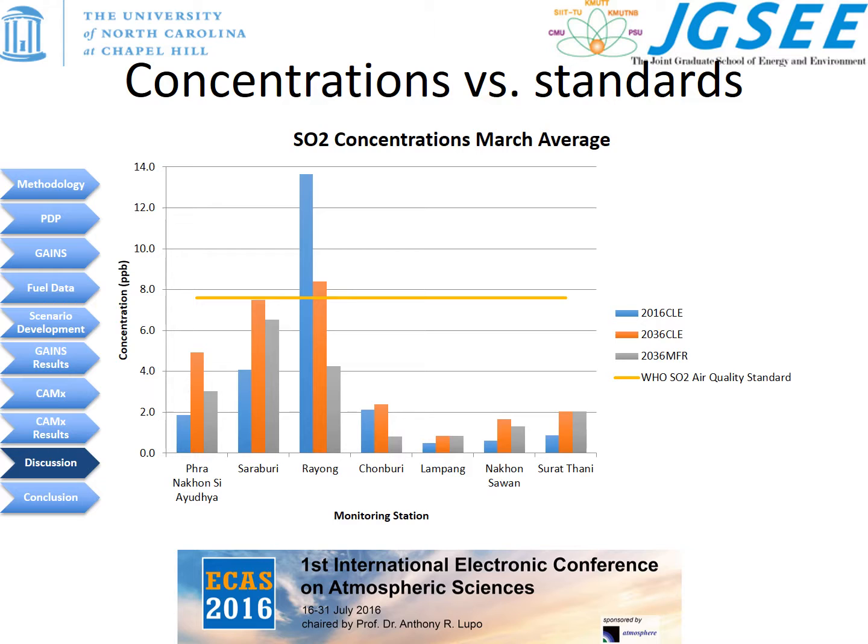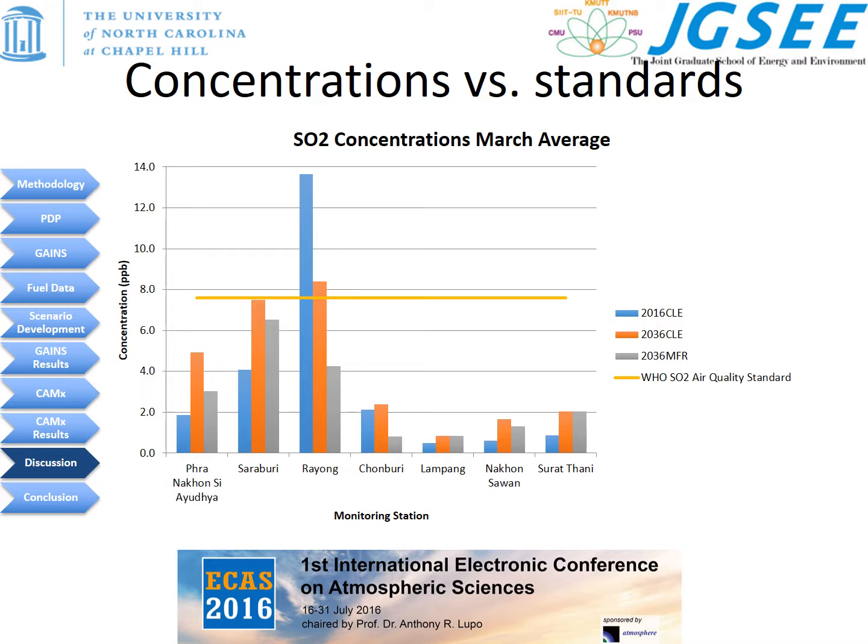This equates to roughly 7.6 parts per billion. While the WHO does not provide a monthly guideline, air quality standard concentrations generally decrease as time span increases. Therefore, 7.6 parts per billion is a conservative estimate for the monthly air quality standard. The greatest reduction in SO2 was seen in the Rayong monitoring station in the central Gaines region, and the MFR scenario reduced all human health risk in this area.